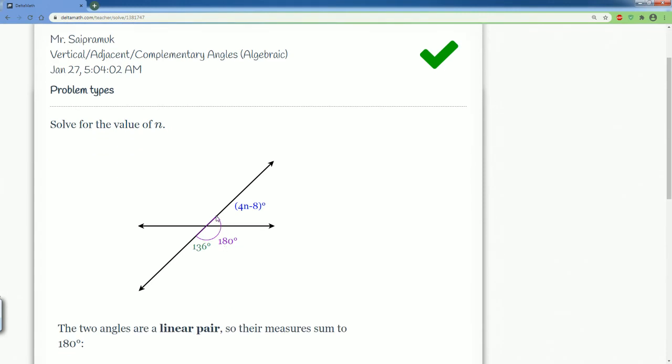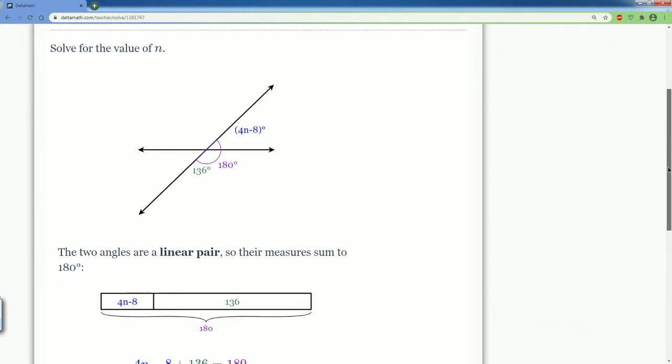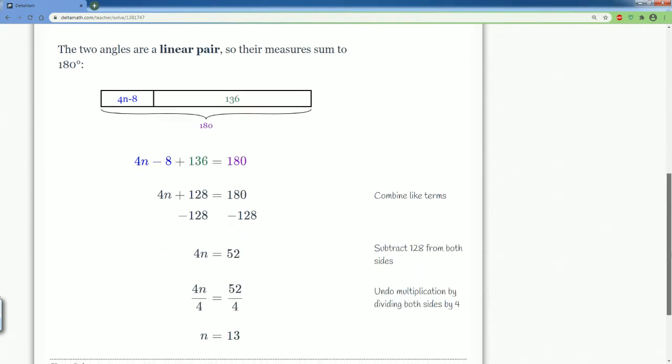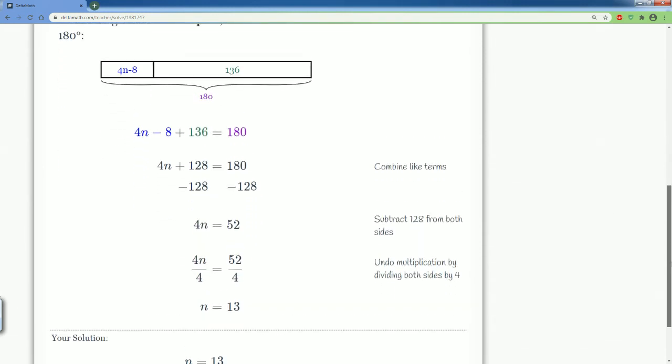You see here that they draw that arc to indicate that the two angles are linear pairs, so their measure sum is equal to 180 degrees. They show the algebra like what we did, getting us the same solution. So good job.